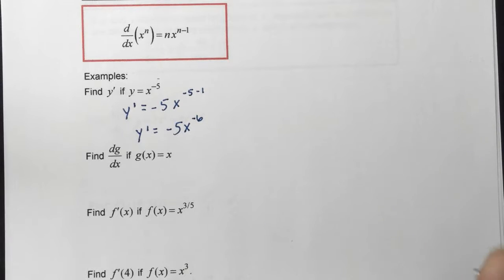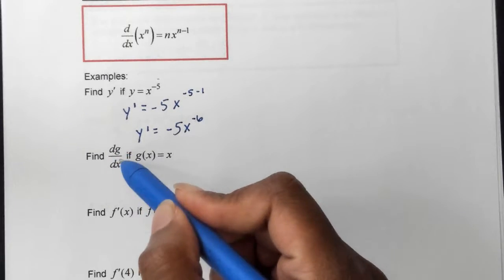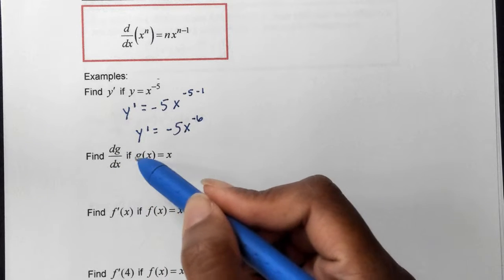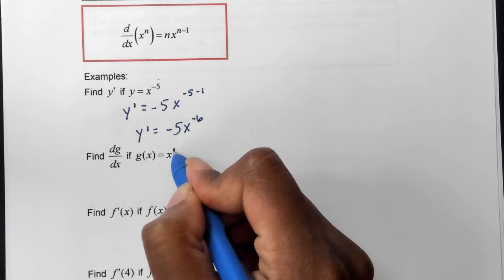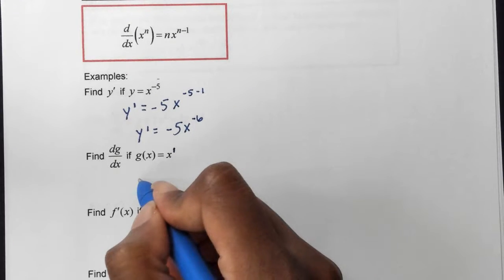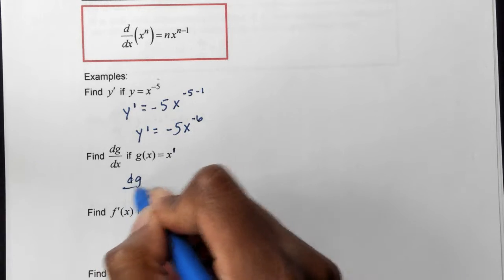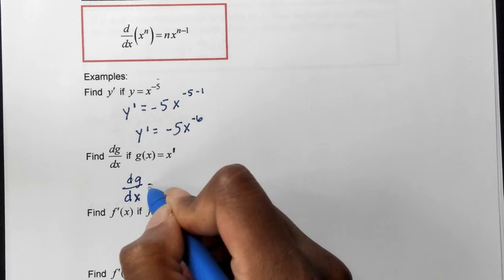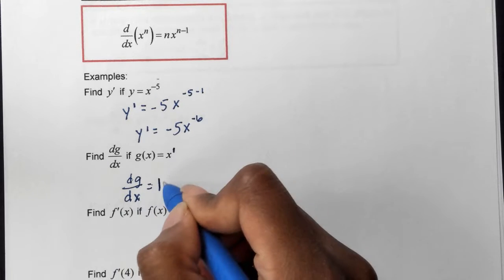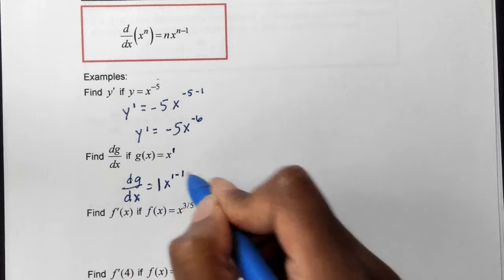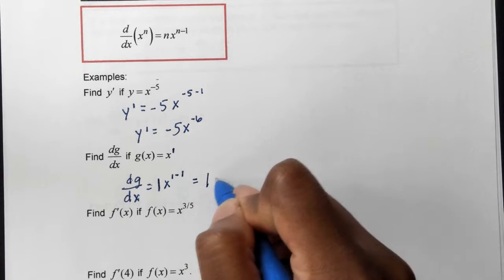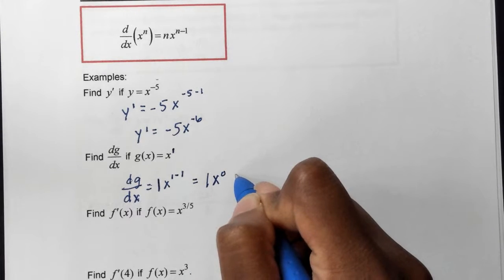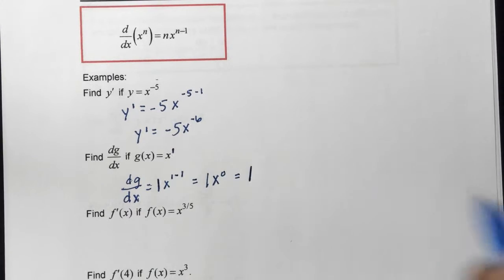Same situation for the following examples. So dg dx, right, the derivative of g with respect to x. If g of x is x, you have to remember that the exponent there is 1, so I'll bring down the 1, and then I'll have x with the exponent minus 1, which is just x to the 0. So 1 times x to the 0, which is just equal to 1, because x to the 0 is 1.